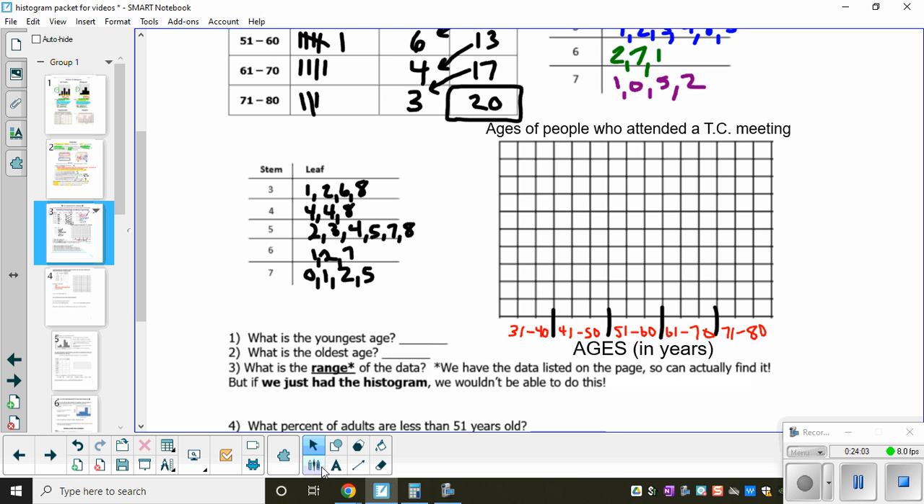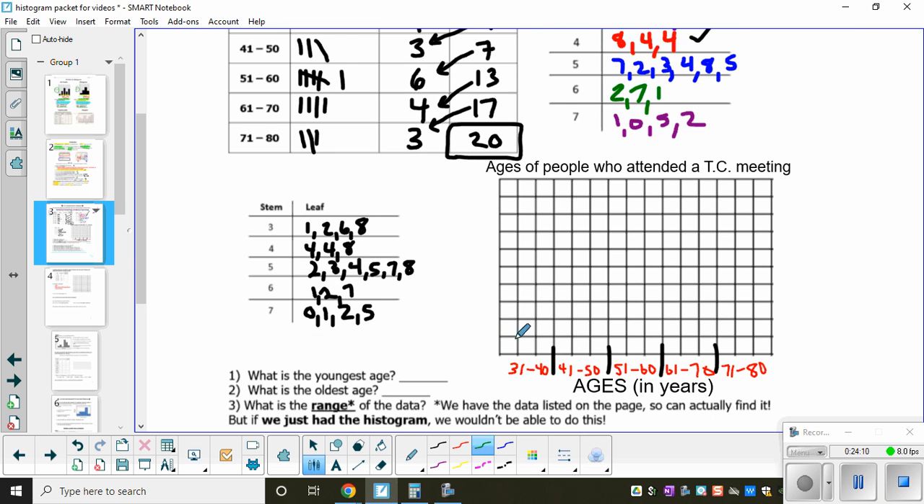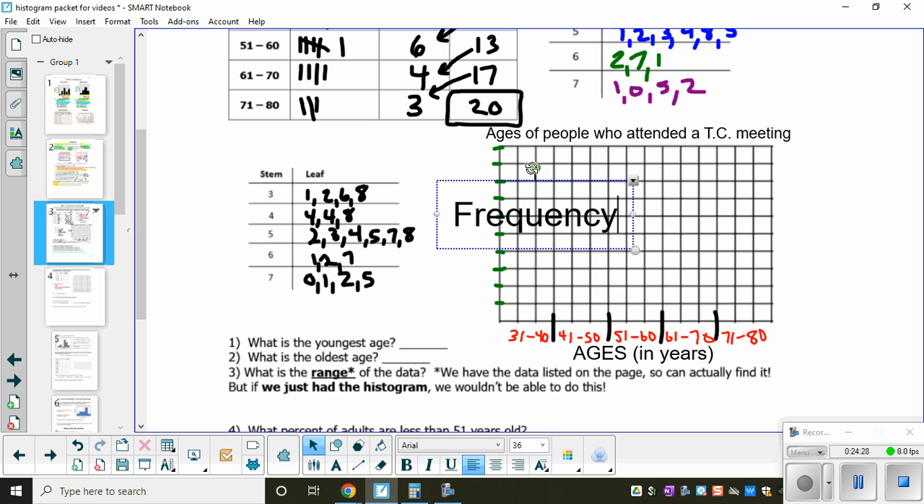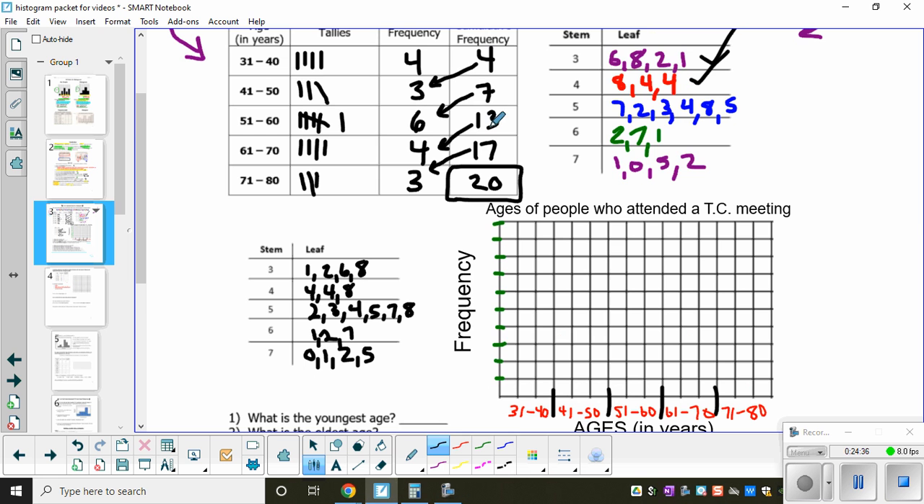All right. Now the height is frequency always, and it looks like the most in any category up here is 6. So it's okay if we just go by ones, 1, 2, 3, 4, 5, 6, and then of course it would be 7, 8, 9, 10. So we can see that this just goes by ones, and here we'll put the frequency. And like I said, if you want to just watch me and then you can build it, cool. And so in the first interval, 31 to 40, we had 4.